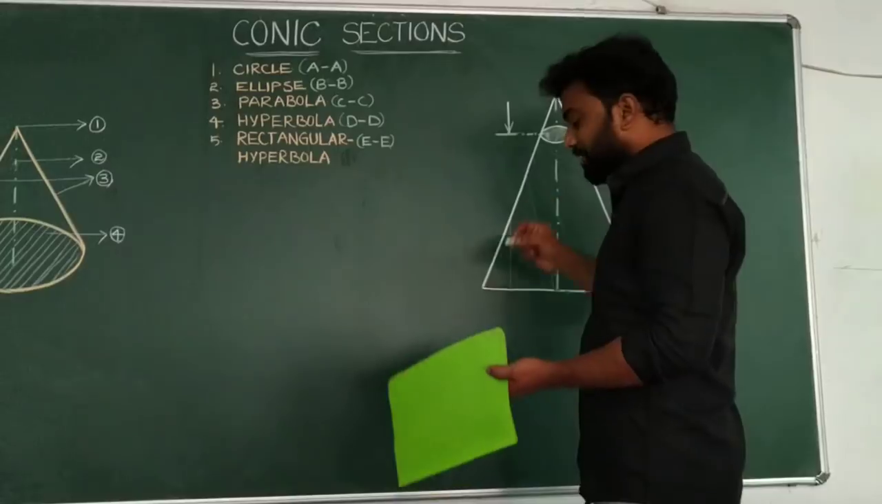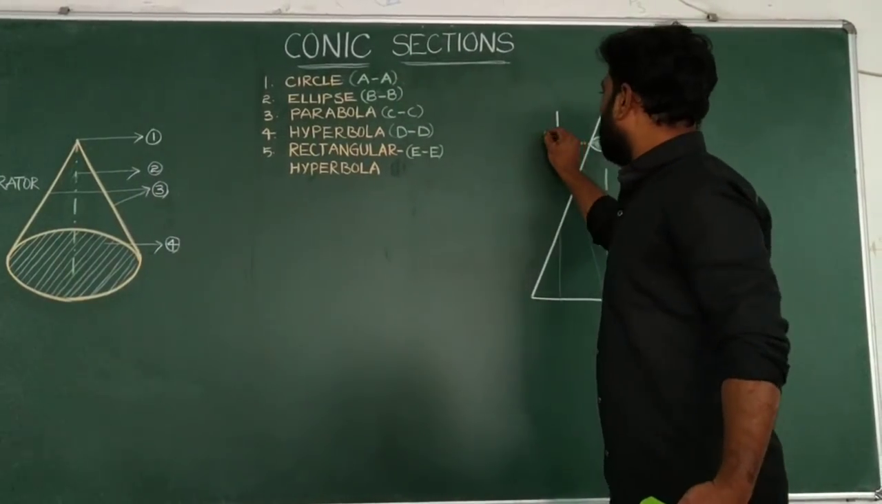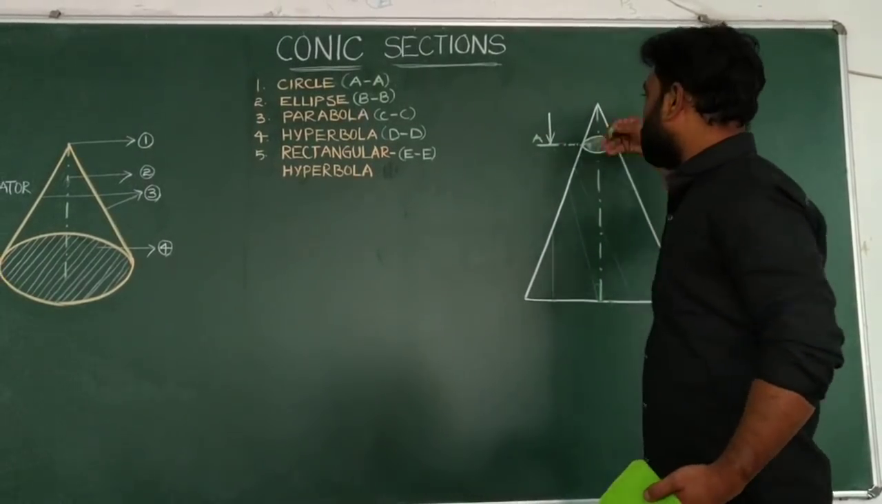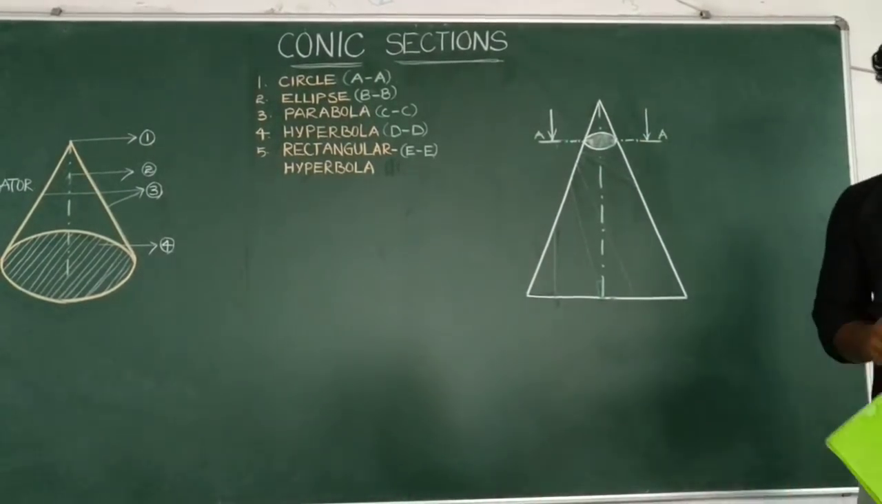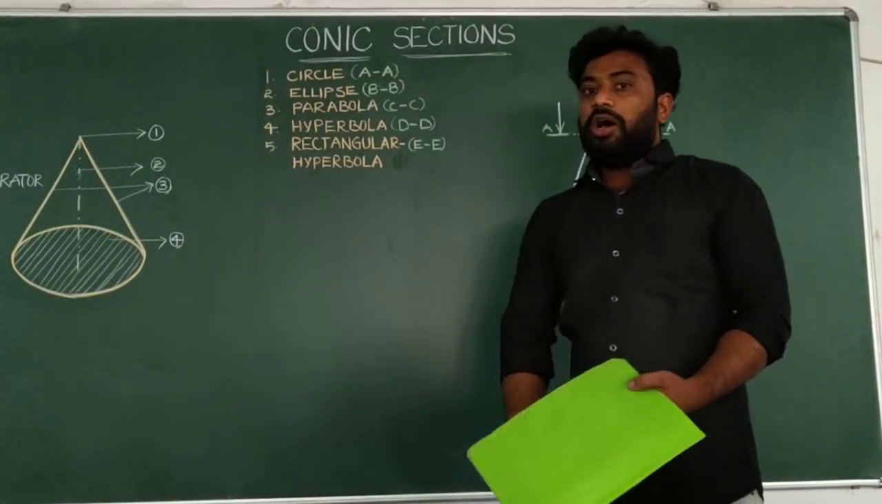So we can give the sectional plane the name A to A. In this way we will be getting the circular plane surface. So after that we can move to the ellipse.